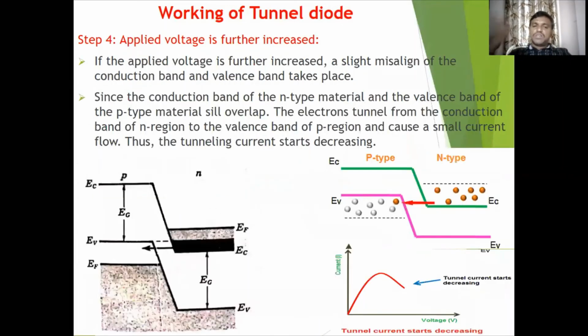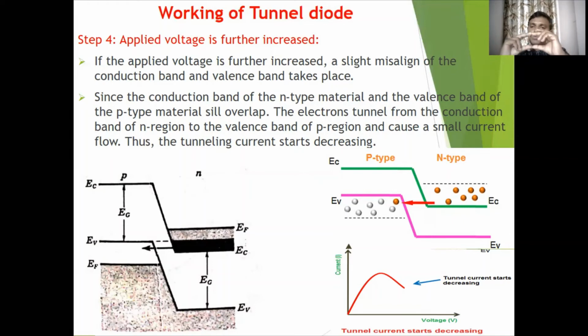So if you further increase, what happens here? If you further increase the positive forward bias voltage, again the conduction band will rise. Therefore the current will decrease, because previously it is like this. At a particular point, the peak voltage, the current will be maximum, and that voltage is called the peak point or peak voltage.